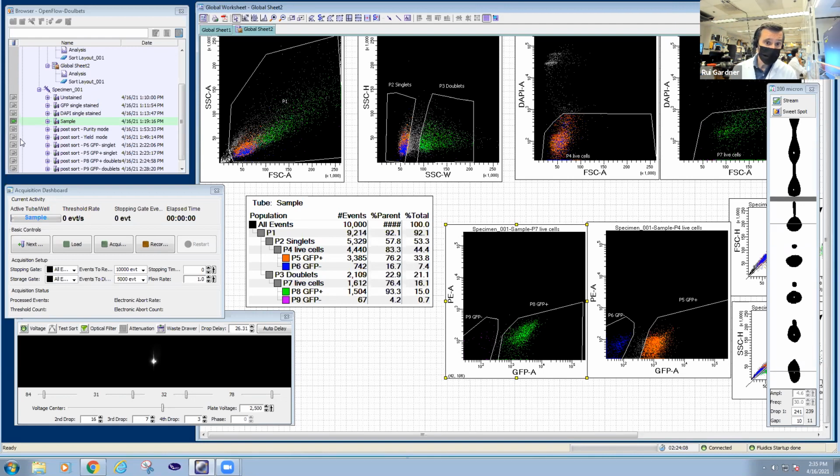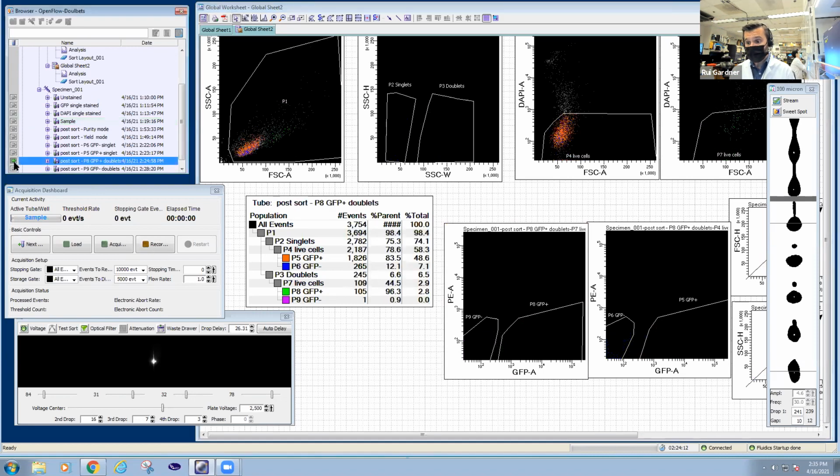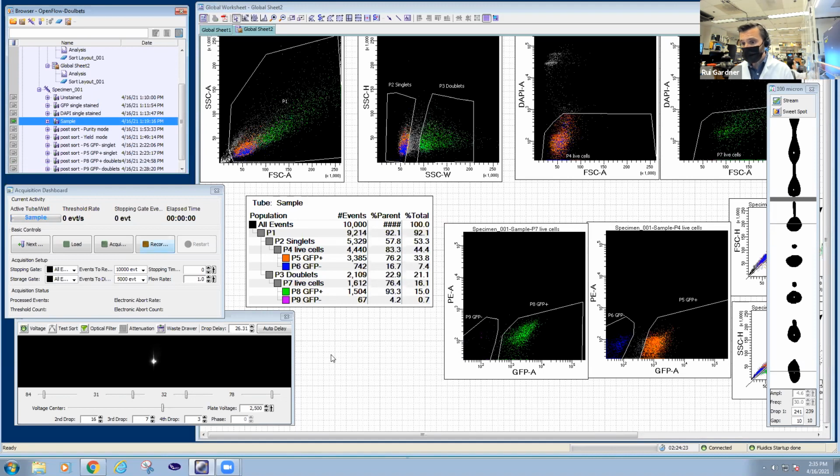But on the other hand, we did get good results for sorting positives. So if it was a question of timing, one thing that's important to notice is that in the sample here, it would be easy to get good purity, even though the drop charge delay may be off, because we have very few of these. So it's very unlikely that it's going to get contaminated.